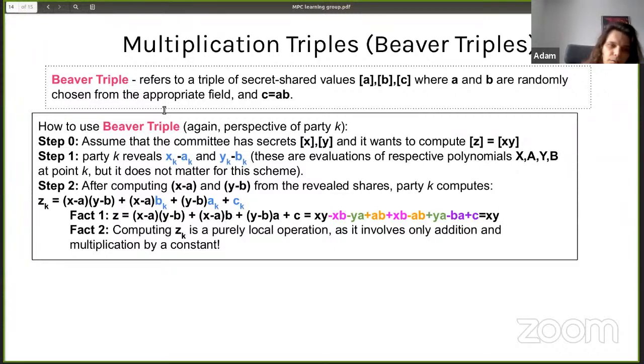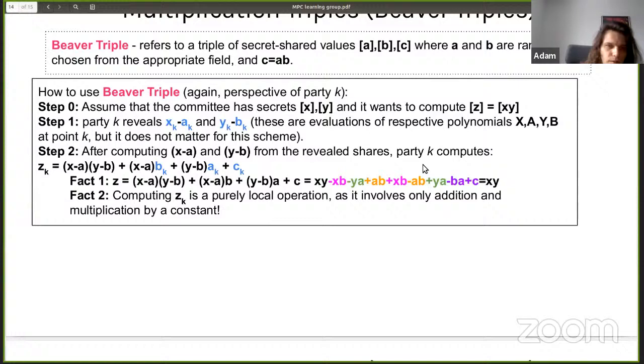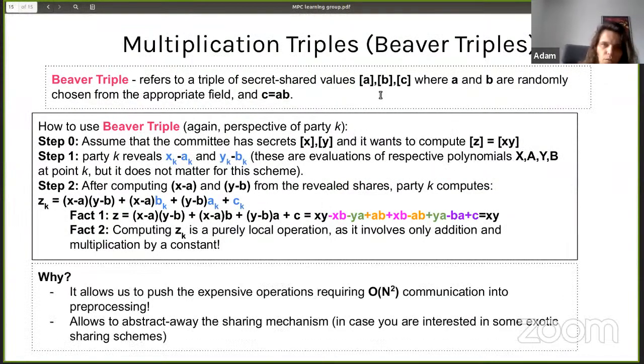The important thing, as I noted before, is that computing Z_k is purely local. Once we have a multiplication triple, we don't even need to talk to anyone to perform a multiplication gate. The whole reasoning behind why multiplication triples are nice is that you can do some preprocessing, which maybe is a bit complex. It requires O(n squared) communication, but you can do it beforehand and create lots of such triples. Then the actual computation for each of the circuits is very fast. It requires only local operations of each of the nodes. So yeah, it's nice.